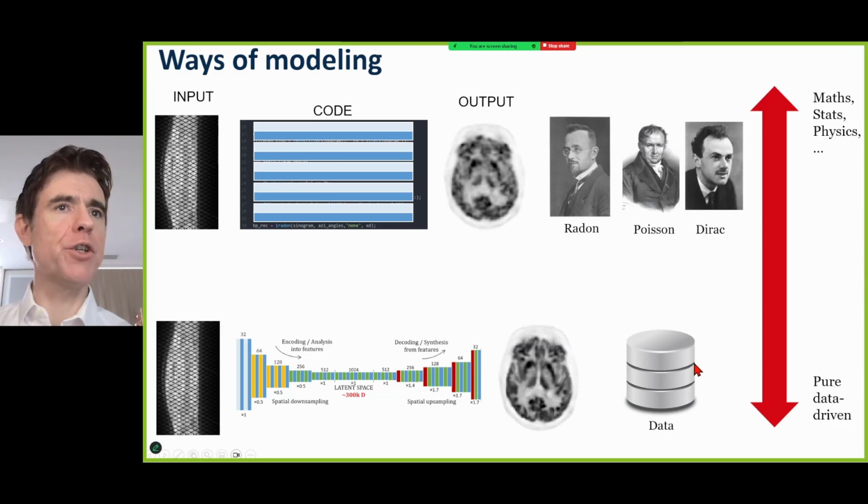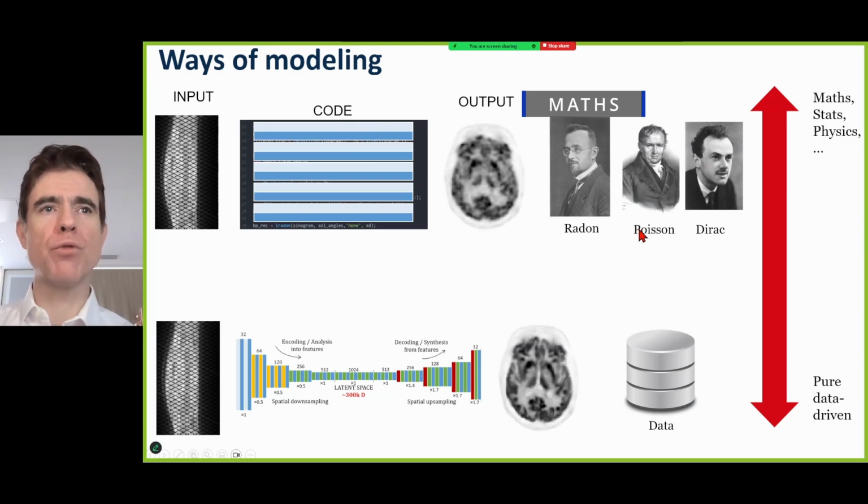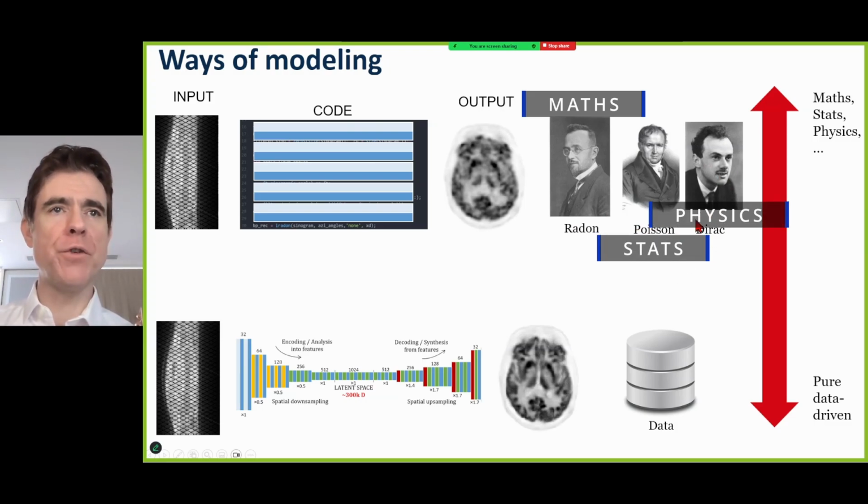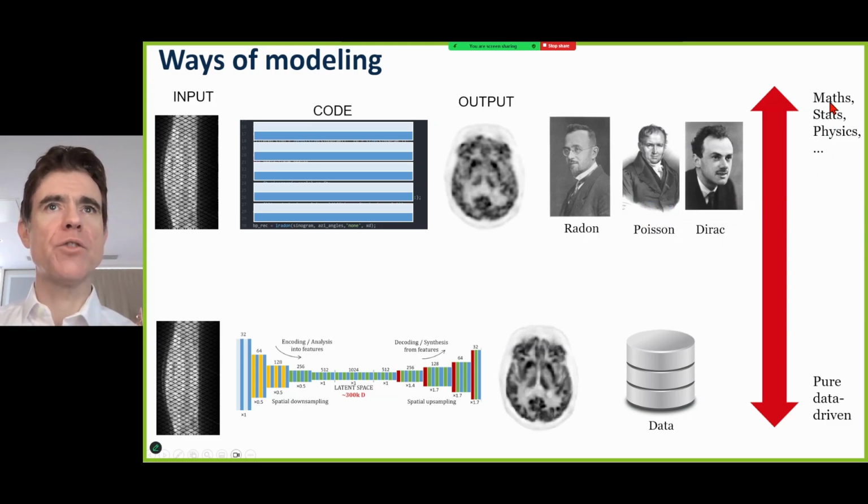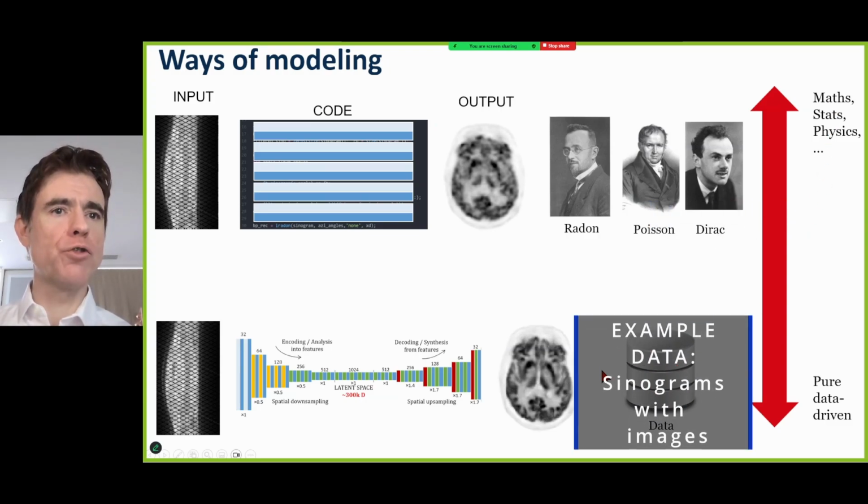This will be our deep learning approach. And I'm using these images here to depict the fact that we've chosen our code based on, for example, the Radon transform, Poisson statistics, modeling physics, with positron range. That's what I'm using these guys here to denote. So maths, stats, and physics, contrasted with data.